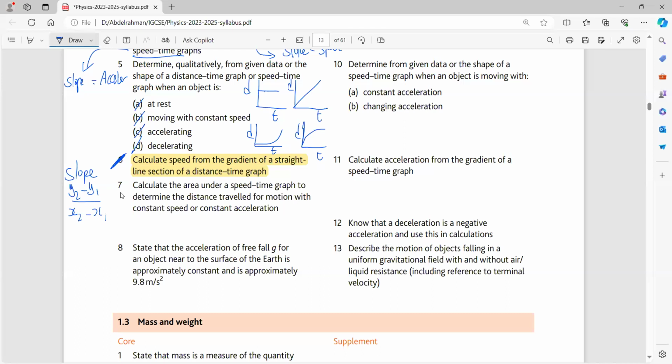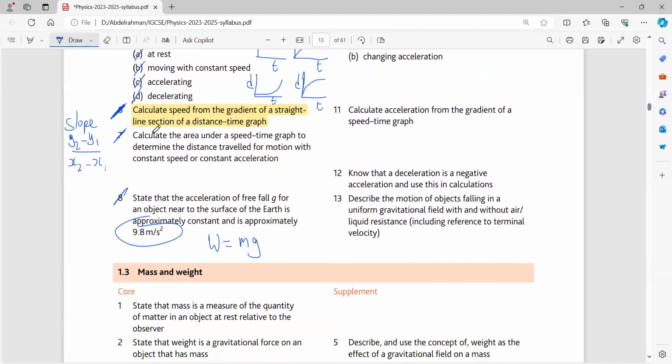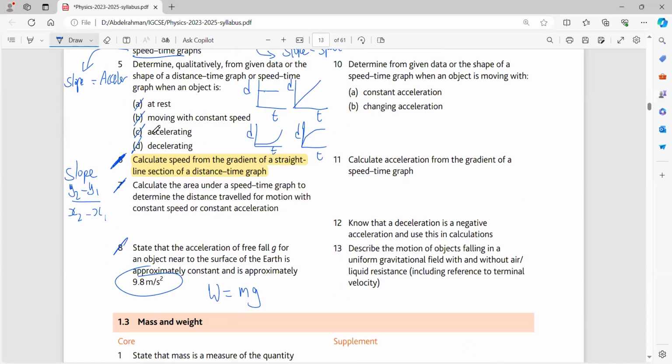Then, of course, we know that the area under the graph would give me the distance and that the acceleration or the g is 9.8 meters per second squared. Okay, weight equals mg. We know that weight equals mg and g is 9.8 meters per second squared. Again, if you have any questions, please raise your hands.